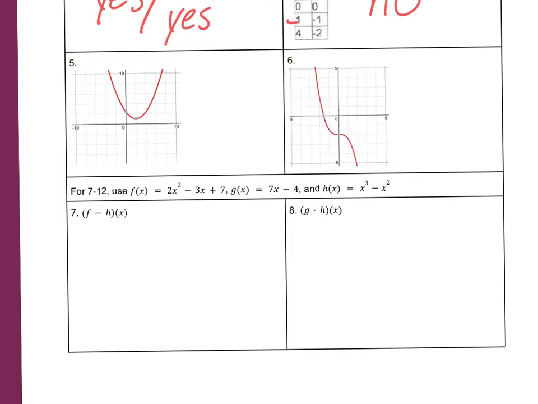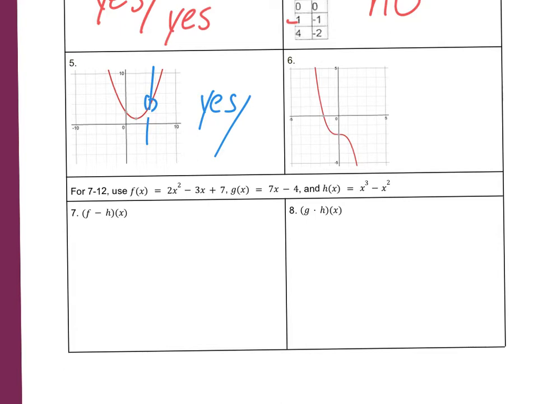These graphs, the easy way to tell if this was a function is, does it pass that vertical line test? Does it only hit a vertical line one time if I draw a vertical line through it? So it looks like this one only hits once, no matter where I draw it, so it is a function. But is this a one-to-one function? Okay, make sure you really look at these. Are any of my outputs repeating?